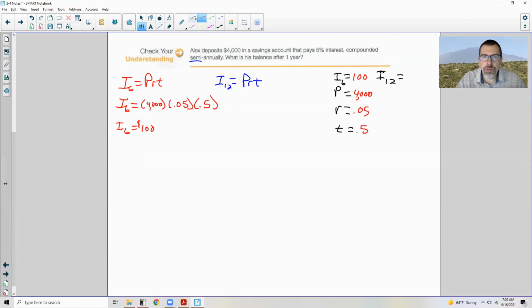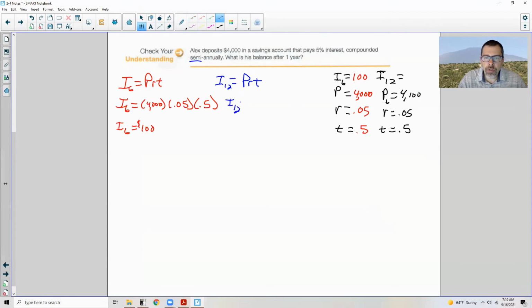So now I actually should probably just relist all of these now. So now my principal is the interest from the first 6 months plus the initial principal, which was 4,000. So now I have $4,100. That's after 6 months. So that'd be the P sub 6 balance. And the rate is still going to be 0.05. And the time is going to be the second half of the year, which is another half. Okay, so these are the values we're going to use in this blue one.